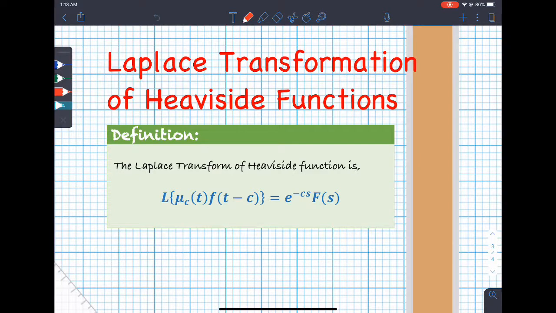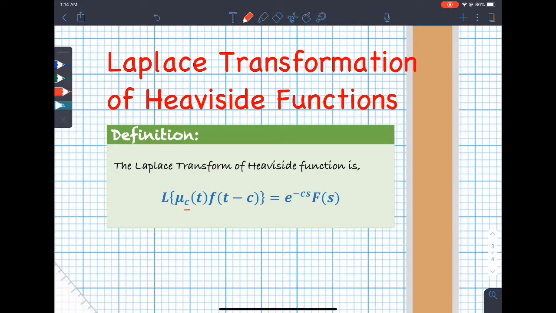This time, how do we find the Laplace transform of a Heaviside function? The Laplace transform of the Heaviside function works as long as the function that is multiplied is properly shifted. That means if it is shifted to c, therefore the function should have a t minus c. There are cases where it is not properly shifted, so we have to do something on our given function to shift it to the correct value.